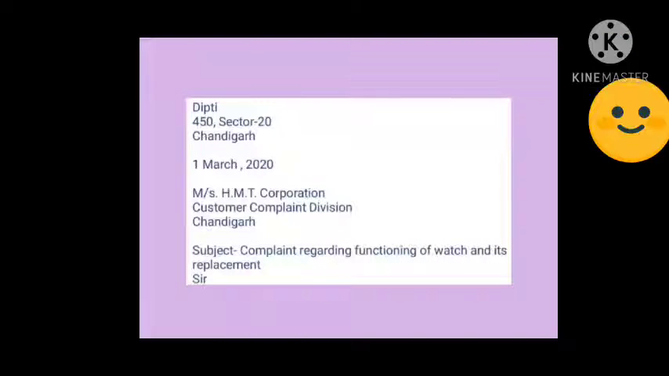As usual, the from address without writing 'from'. Deepti, 450 Sector 20, Chandigarh. And give space and write the date. And remember that you must always write the full name of the month. Okay. And after giving some space, write or mention the to address. And that's given in the question itself. Just copy it. Messrs. HMT Corporation, Customer Complaint Division, Chandigarh.